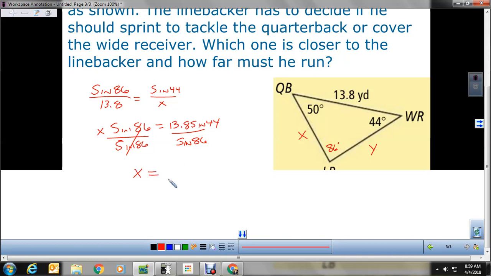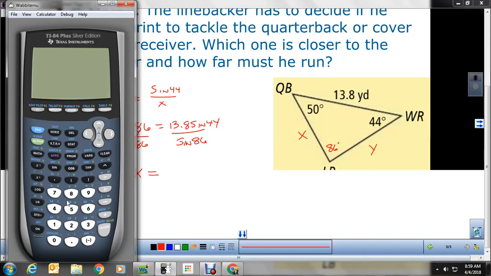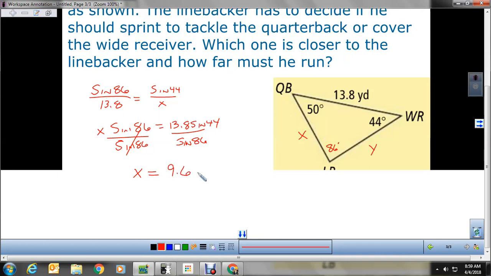As we calculate this value, it doesn't tell us how far to round, but because these distances are going to be fairly small and close together, because 50 is pretty close to 44, let's round to the nearest tenth. So we'll take 13.8 sine of 44 divided by sine of 86. That gives us approximately 9.6 yards.